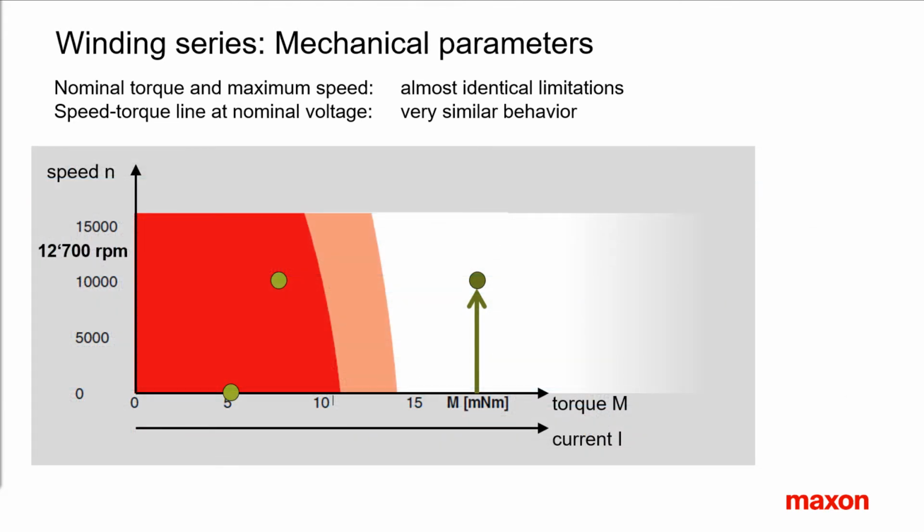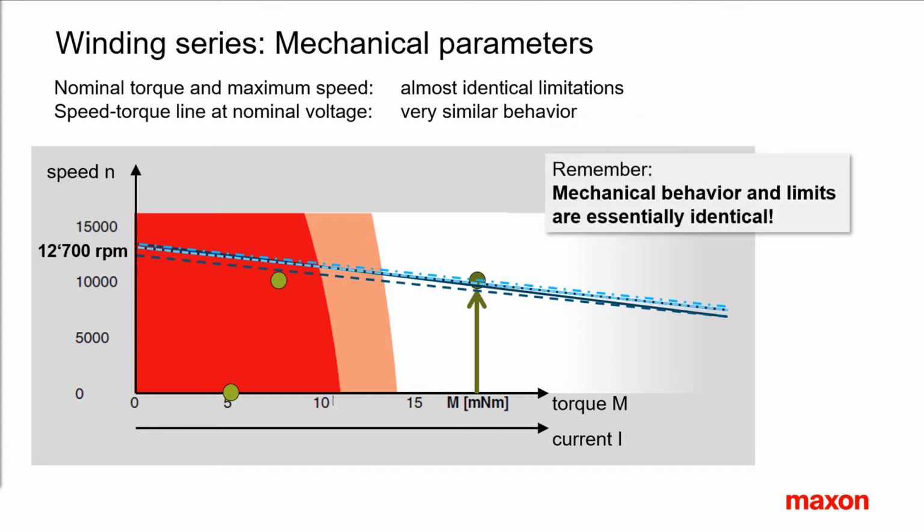Here is a graphical representation of the windings of the previous slide. The operating range diagram of one winding can stand for the full winding series. The speed-torque lines lie in a narrow band. This is how the nominal voltages are assigned. Points to remember: for a given motor type, the mechanical behavior and the motor limits are essentially identical, regardless of which winding is taken. From a mechanical point of view, load operating points can easily be reached with any winding.